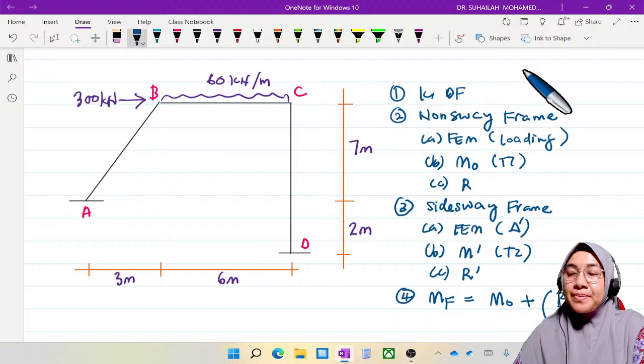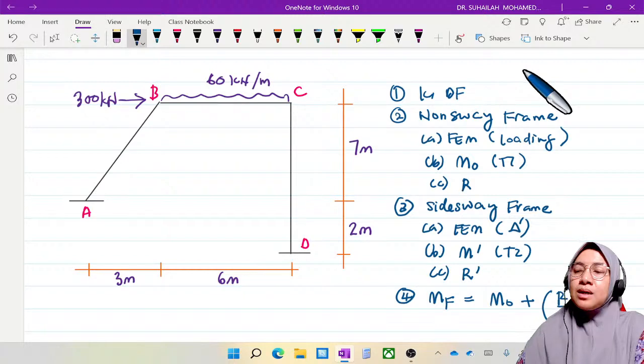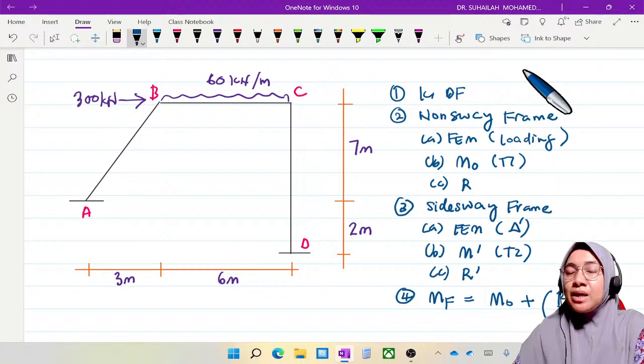So we move straight away to step number 2, non-sway frame analysis. Since this is an unsymmetrical frame, a Sidesway frame, we have to understand the meaning of properly restrained. We have to make this properly restrained so that we can remove delta from the main diagram. We can do that by putting an artificial support at C. This will be the diagram for step number 2, non-sway frame. So we focus on that diagram.